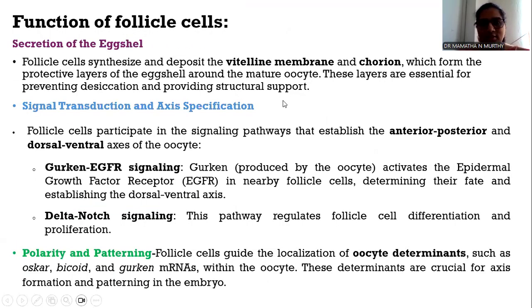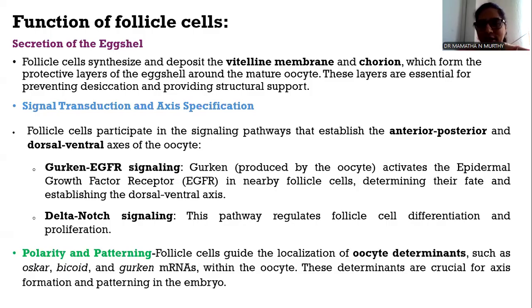Follicular cells are the cells which surround the oocyte. They help in secretion of the eggshell. They synthesize and deposit the vitelline membrane and chorion layer, which later form the protective layer of the eggshell around the matured oocyte. This is very essential for preventing desiccation, and they also provide structure. They also help in signal transduction and axis specification.